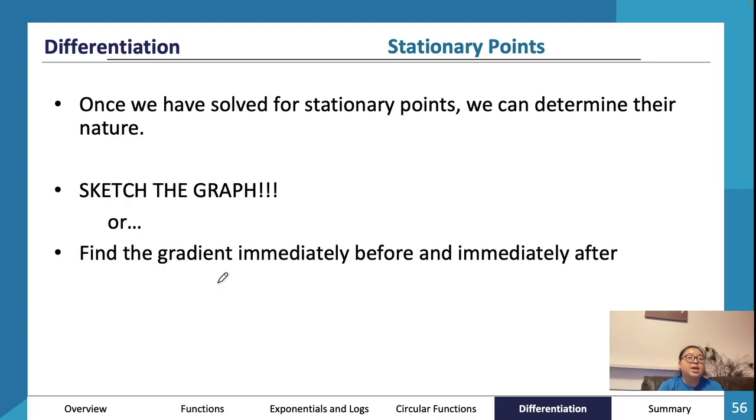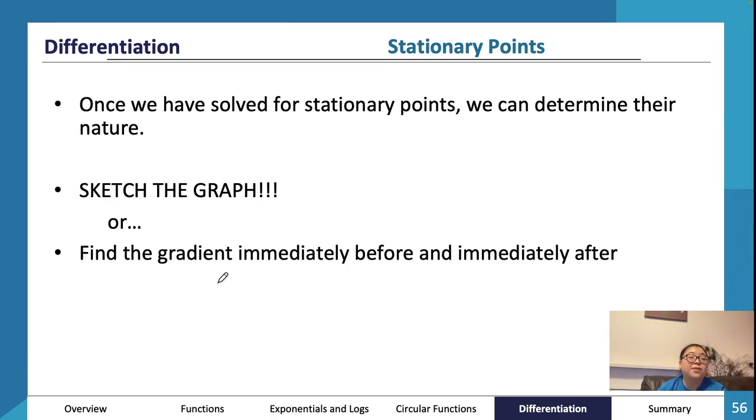So once we solve for stationary points, so once we solve f dash of x equaling 0 or dy dx equaling 0, we can then determine their nature. There's 2 ways to do this. We can either sketch the graph, which can be easy for some and more difficult for others, right? Because for a cubic or something, we know the general shape of it, so it's okay to graph. But for something which is a bit more funky, it's probably a bit gross to do.